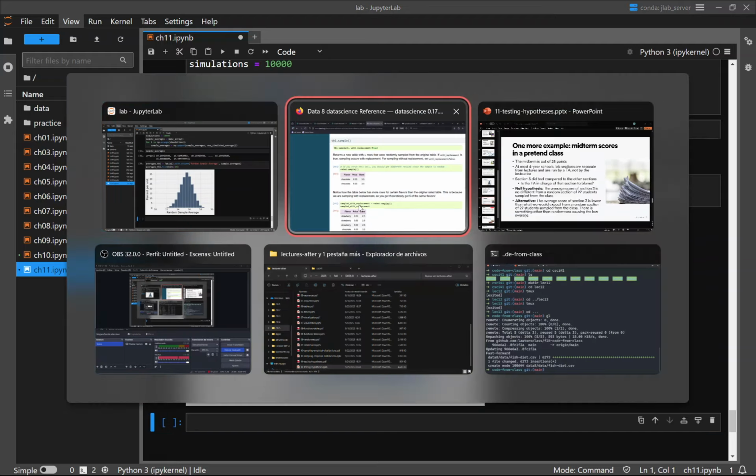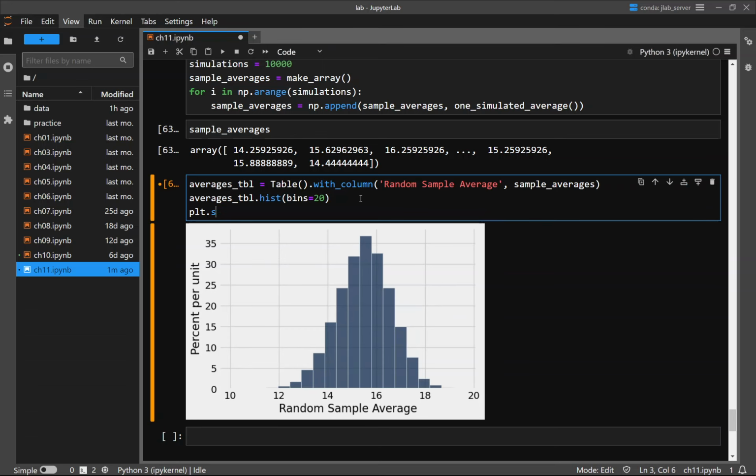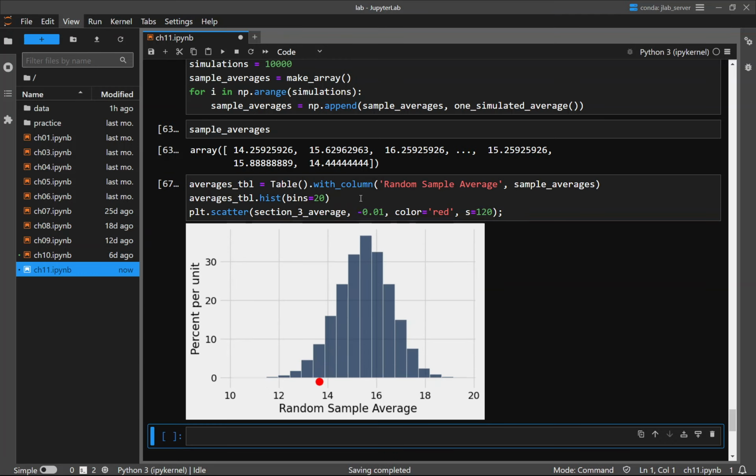What we want to do here is add that dot as well. You don't have to know how to do this, but I'll do it for you. Let's do a dot scatter on the plot itself. That was section 3, the real section 3 average, color red, and then the size can be 120. So there's the one that we saw in real life, apparently. We got a value around there.